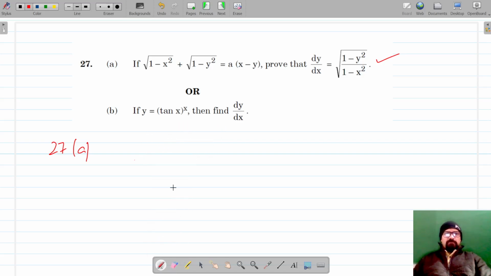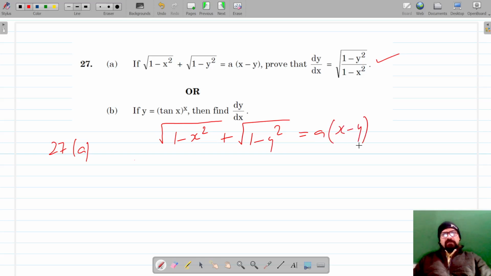Let's write down: under root 1 minus x squared plus under root 1 minus y squared is equal to a into x minus y. This seems like the identity sine squared theta plus cos squared theta is equal to 1. If we assume x to be sine theta, we can get this out of the root. So I'm going to assume x is equal to sine theta.